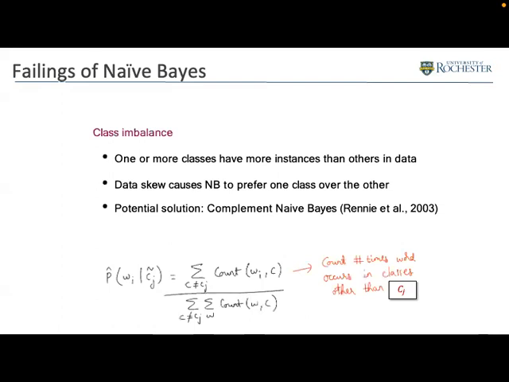There are also some other failing cases. For example, class imbalance. One or more classes have more instances than the others in the data. In some cases, the data skew will cause naive Bayes to prefer one class over the others. A potential solution for this case is complement naive Bayes, but I'm not going to introduce more details of that. It's just a potential solution.